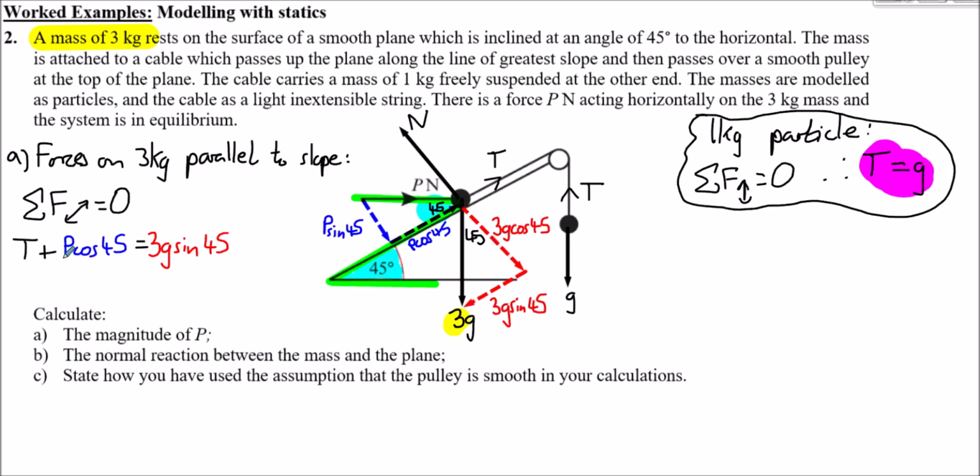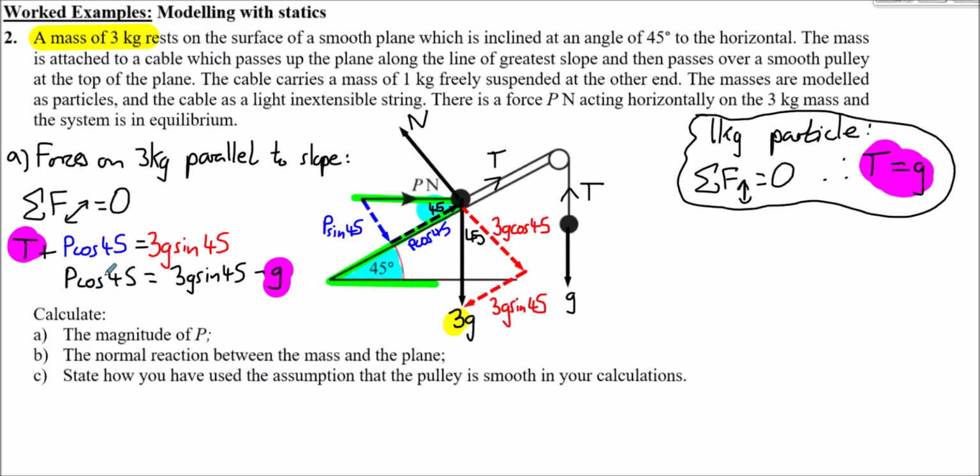So if I rearrange, P cos 45 equals 3g sine 45 minus T, if I subtract T from both sides. But because T is g, I can think of that as just subtracting g, because T is g. Therefore, in one step, we'll have it.